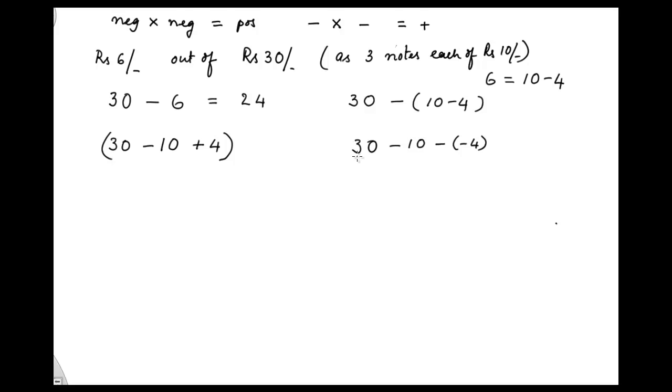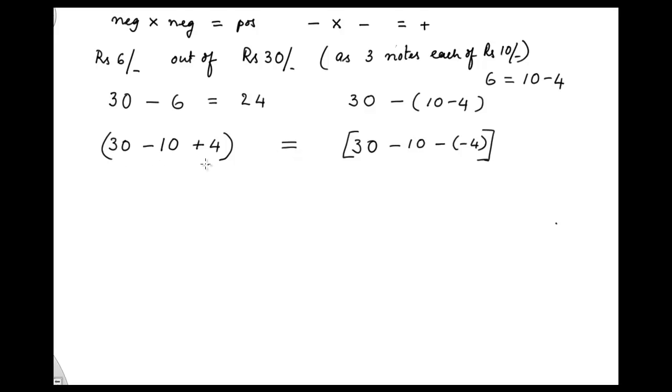Now let me keep this 30 minus 10 minus of minus 4, or negative times negative 4, within big parenthesis like this. We say these are square brackets. Now here we represent the process of taking out 6 from 30 in 2 different fashions. This is what we do every day, and this is what we get by taking away 10 minus 4, which is also equal to 6 from 30, and these two must be equal.